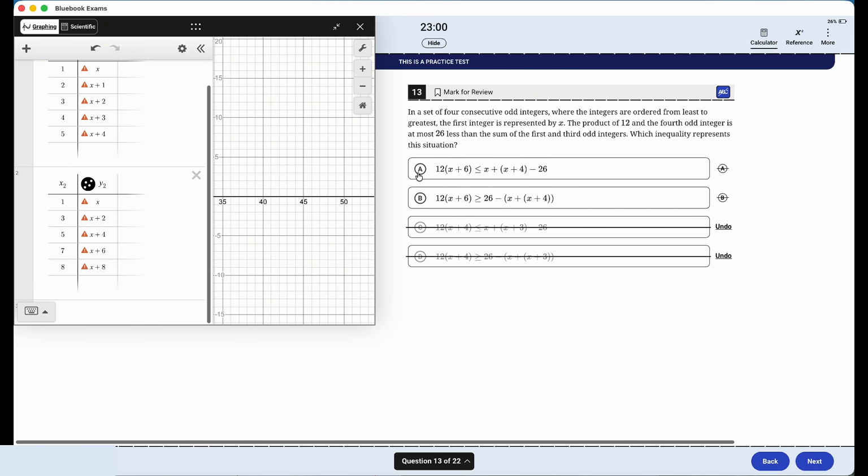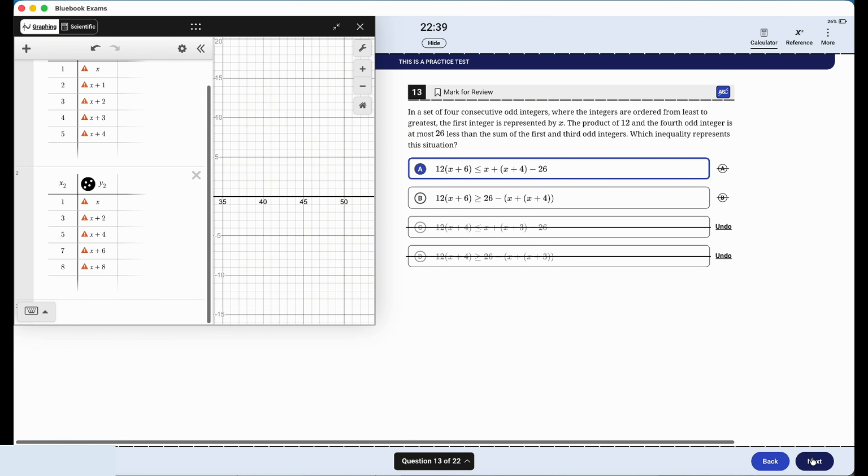So it's not C or D. And then it tells us it is at most 26 less than the sum of the first and third, right? So 26 less, that means it's got to be A, right? When you have less than something, you write that at the end, minus 26. But you can also see the first was X, right? And the third integer here, X plus 4, right? So that has all this.